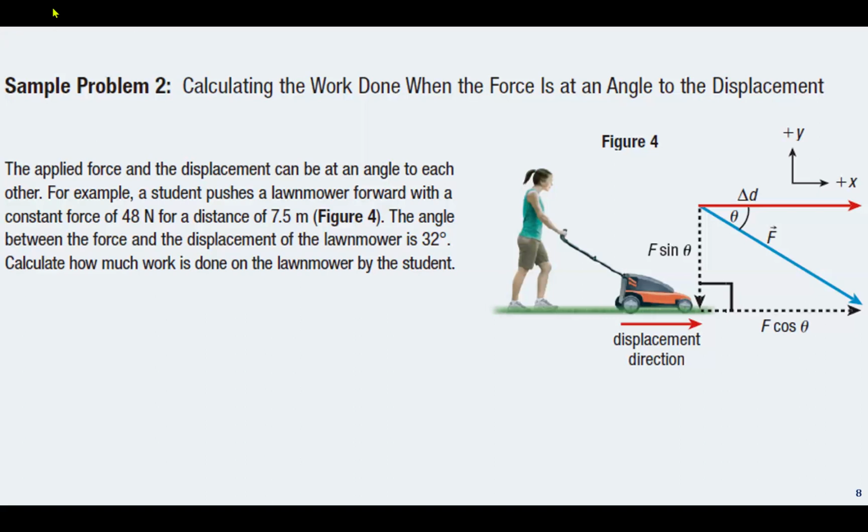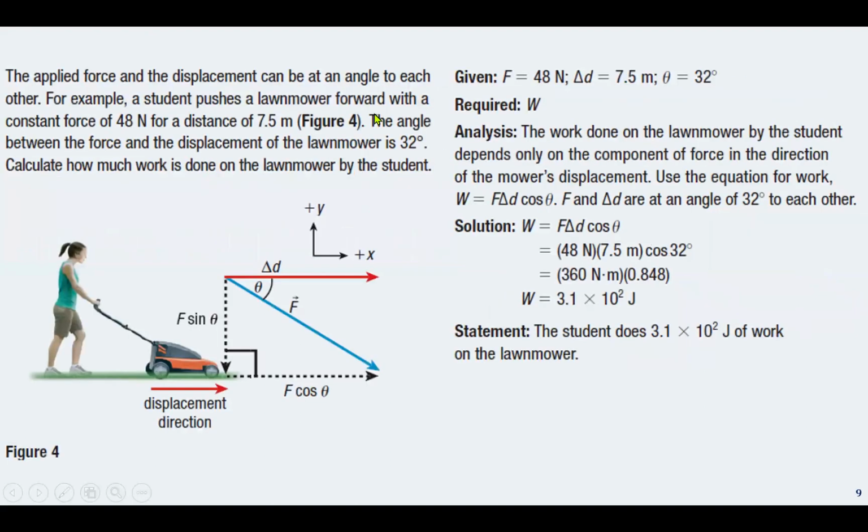All right, let's have a look at the solution together. Okay, again, similar to the previous question, the given information is the magnitude of force is 48 newtons, and displacement is 7.5 meters, and the angle between the force and displacement is 32 degrees. So the work done on the lawnmower by the student depends only on the component of the force in the direction of the mower's displacement.